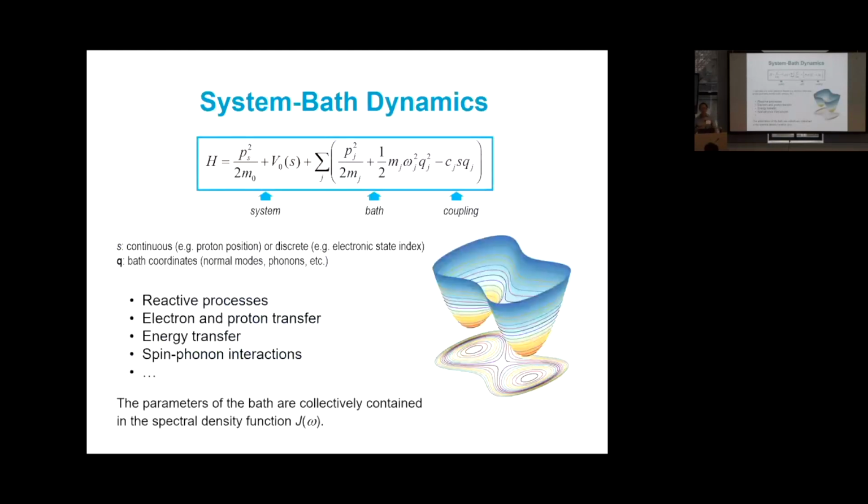And I'm going to start with system bath dynamics. We have a system coupled to a large number of harmonic oscillators, a harmonic bath. This applies to a lot of processes in the condensed phase, where the bath could consist of molecular vibrations at the normal mode level, or phonons, or even fictitious modes if you're modeling a liquid. And it's relevant to a lot of problems. And the properties, the parameters of the bath are collectively captured in the spectral density function.